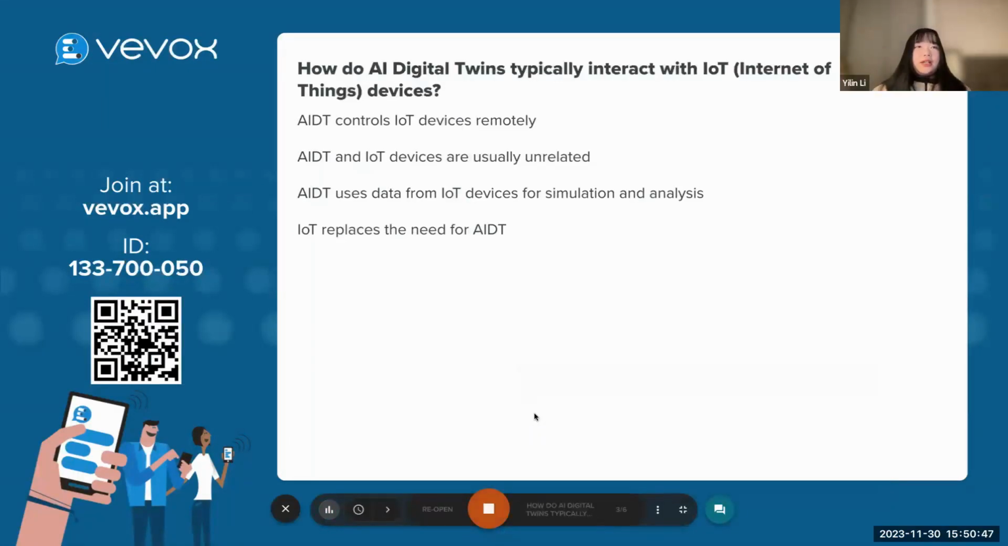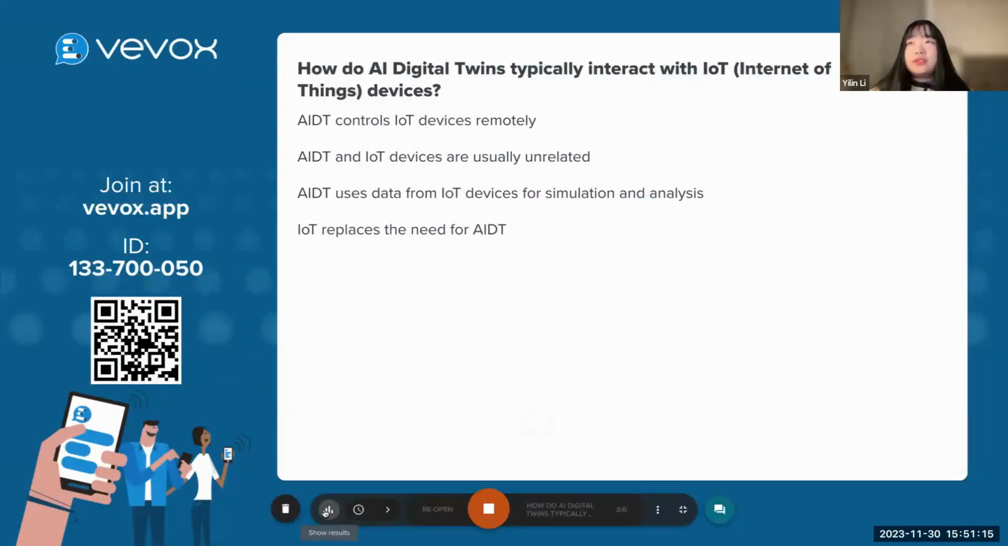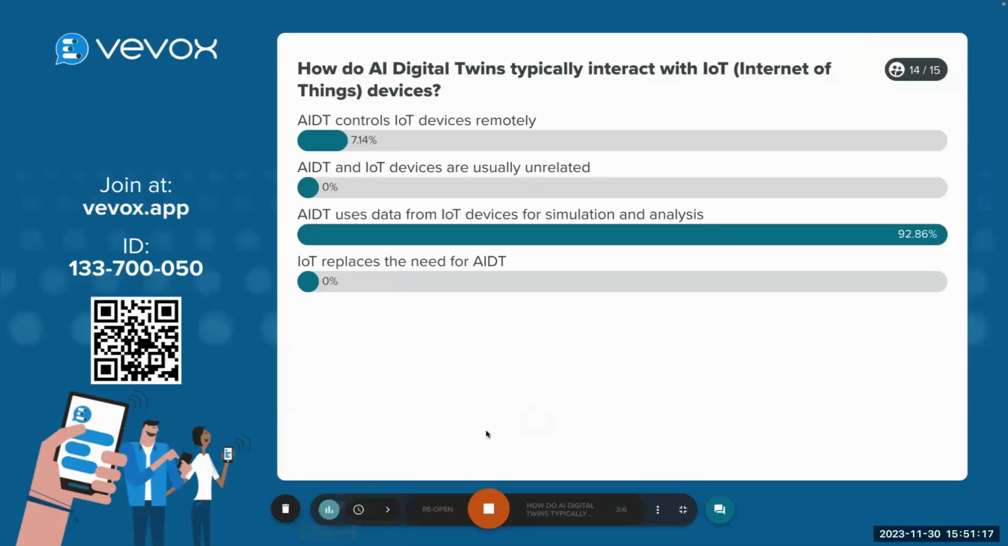Next is, how does AIDT interact with IoT devices? Does it control the IoT device remotely, are they usually unrelated, can it do simulation and analysis, or can IoT replace the need for AIDT? Okay, interesting. Let's see.